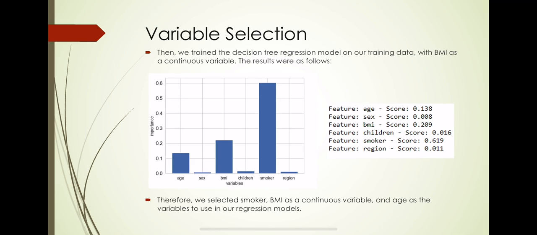We then moved forward and trained the decision tree model on our training data using BMI as a continuous variable, and these were the results as shown. So we can see the plots, we can see the scores. After analyzing the results, we decided to select the smoker, the BMI as a continuous variable, and the age as the variables to use in our regression model.